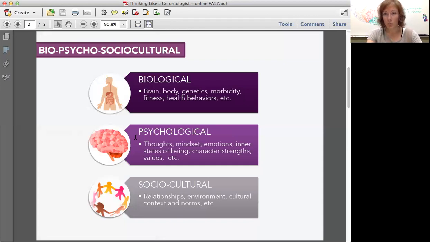So those are some interesting perspectives that we'll also be looking at when we look at these different concepts in aging. So that is all to say that the biopsychosociocultural model is one of the three prongs that you will need in order to think like a gerontologist, because when we go over all of these topics in aging, each one of them will have key components of the biopsychosocial model, and we'll be pushing ourselves to think about each of those concepts from those perspectives.